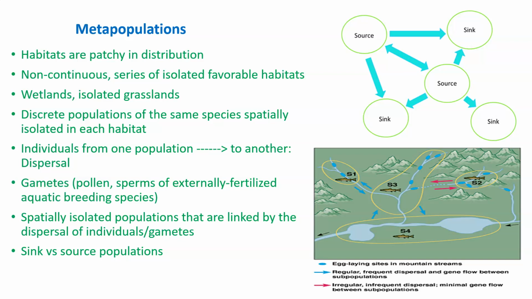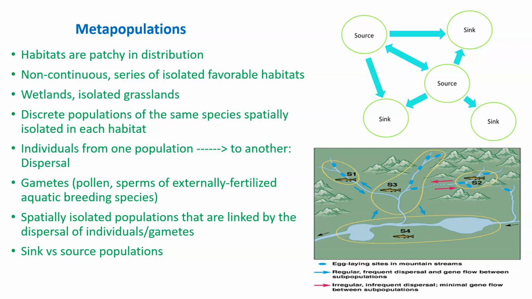So when the same species colonize these isolated or temporarily discrete habitats, they actually form discrete populations of the same species that are spatially isolated, at least for most of the year, which can be temporarily connected in certain seasons. So in order for a population to maintain its integrity, individuals migrate from one population to another through dispersal.